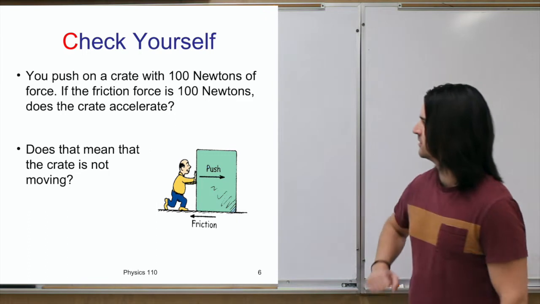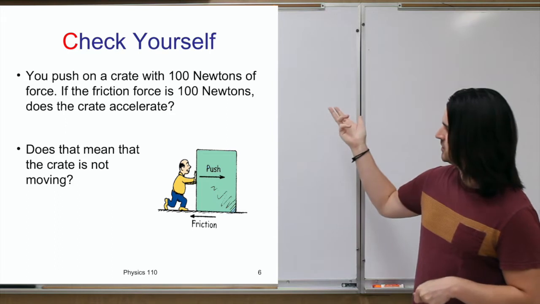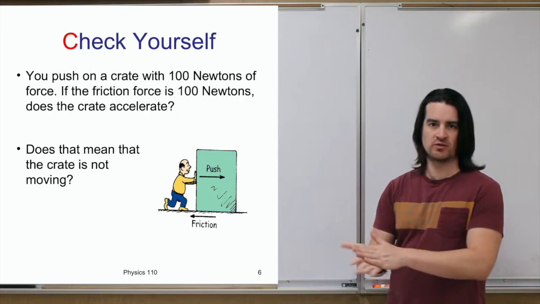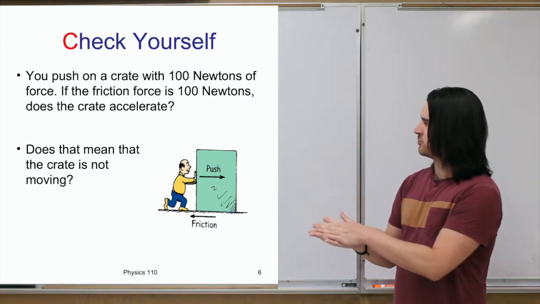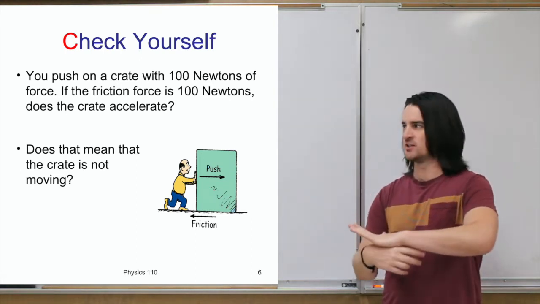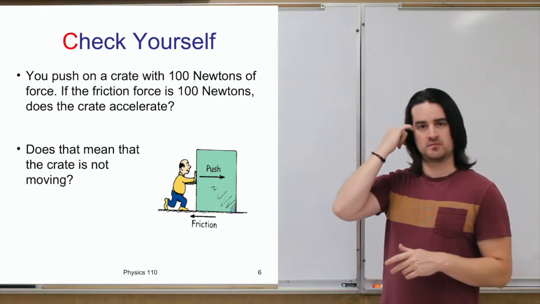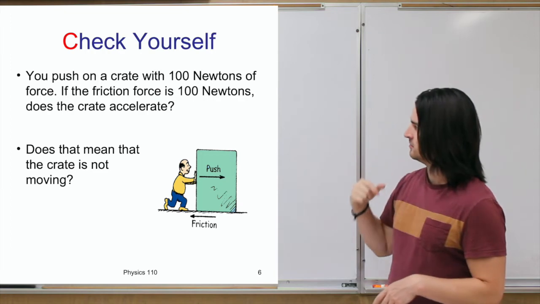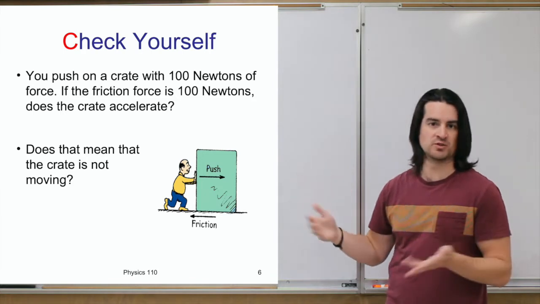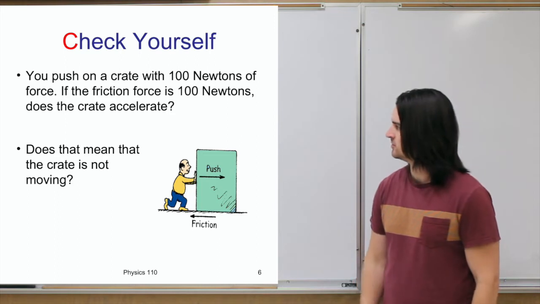Okay, so how about a quick little check on yourself here. Say you're pushing a crate with 100 newtons of force. There's a force of friction between the crate and the floor, and that force is 100 newtons as well in the opposite direction. Remember, friction always pushes against the motion. Does this crate accelerate? And then after that, does that also imply that the crate is not moving, or is it moving? So go ahead and pause the video for a second and jot down an answer for each of these.